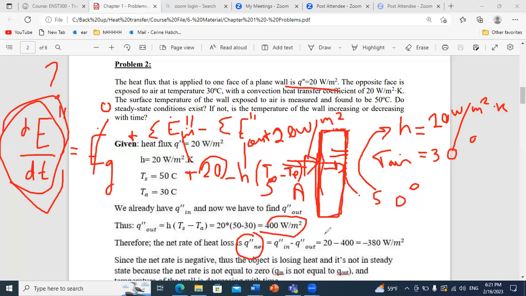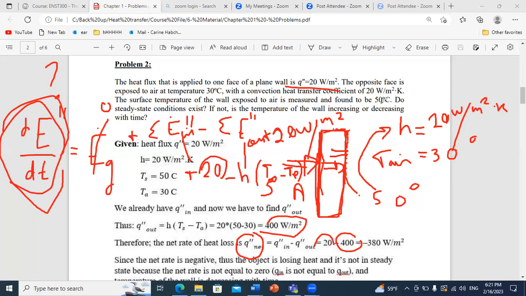here it's a negative value. This means that we are losing. We are not storing energy. We are losing energy because the flux that is getting out is much larger than the flux that is getting in. And therefore, Q second net is minus 380 watt per meter square.